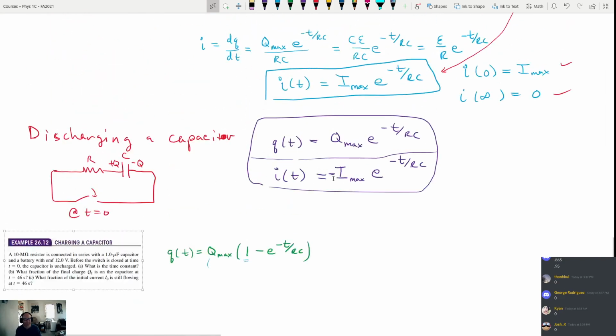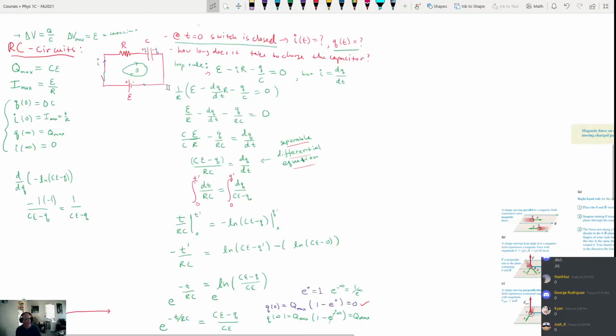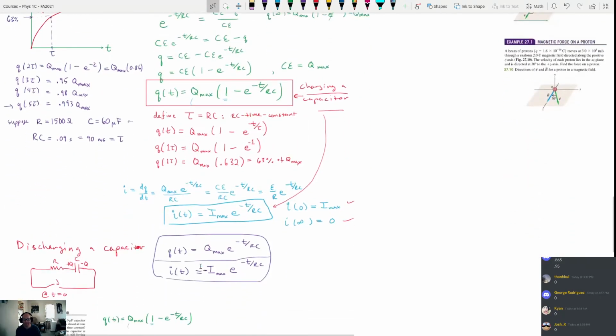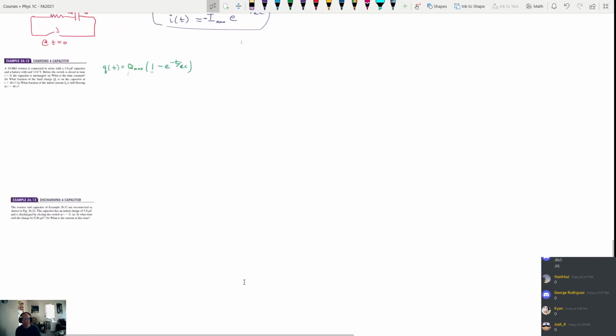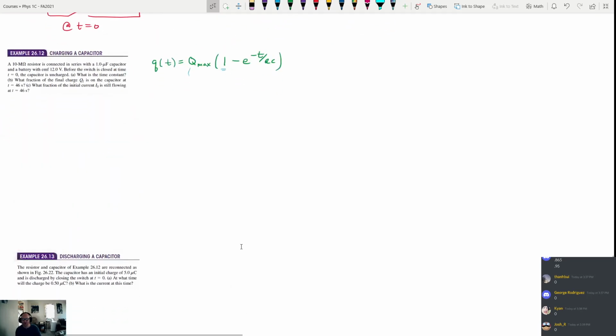Okay, charging. Okay, before I move on, we just did a bunch of stuff. Does anyone have any questions about all this stuff? We started up here with an RC circuit. We derived the relationship. We found the time constant, R times C. Any questions before we start making some applications here? Alrighty. Well, charging a capacitor.